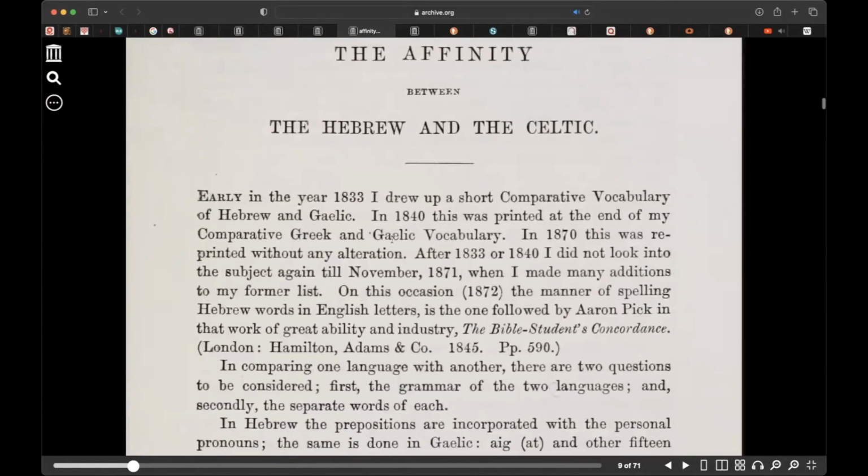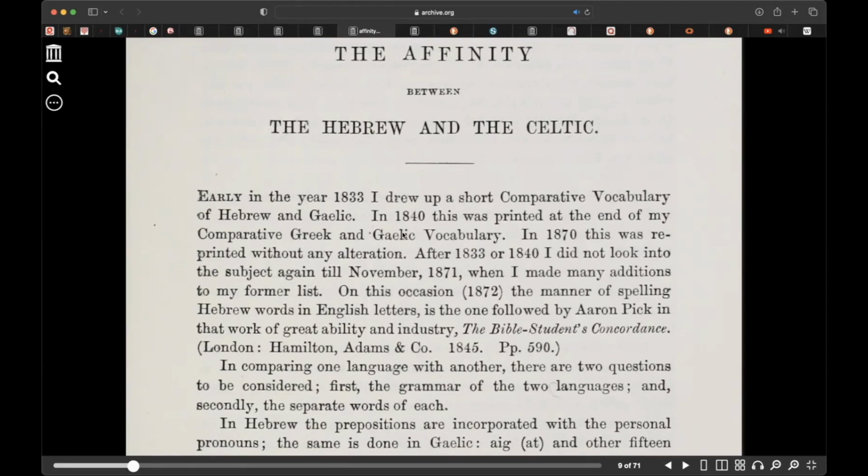Early in the year 1833, I drew up a short comparative vocabulary of Hebrew and Gaelic. In 1840, this was printed at the end of my comparative Greek and Gaelic vocabulary. In 1870, this was reprinted without any alteration. After 1833 or 1840, I did not look into the subject again until November 1871, when I made many additions to my former list. On this occasion, 1872, the manner of spelling Hebrew words in English letters is the one followed by Aaron Pick in that work of great ability and industry, the Bible Student's Concordance.